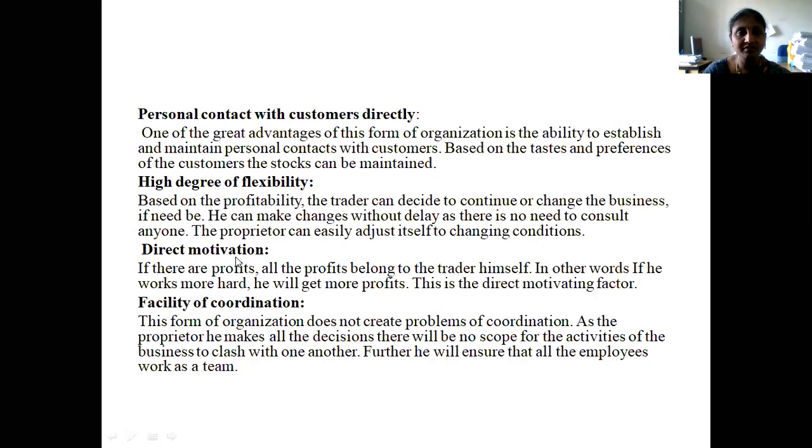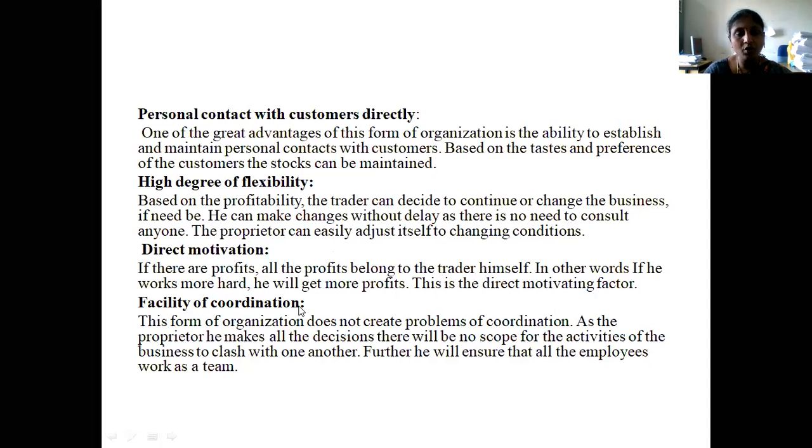Next, direct motivation. If there are profits, all the profits belong to the trader himself. In other words, if he works hard, he will get more profits. I have already discussed that. So what is the motivation? If you do more work, automatically you will get more profits. This is the direct motivating profit. That is what motivates him to work very hard.